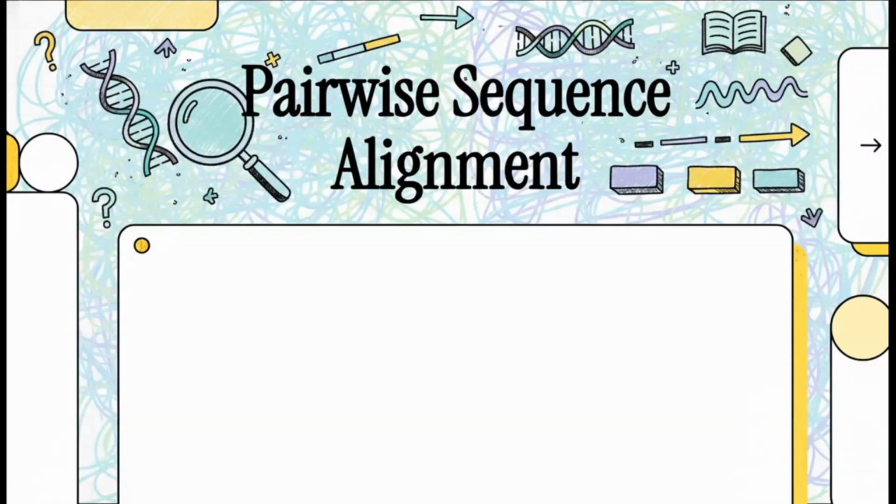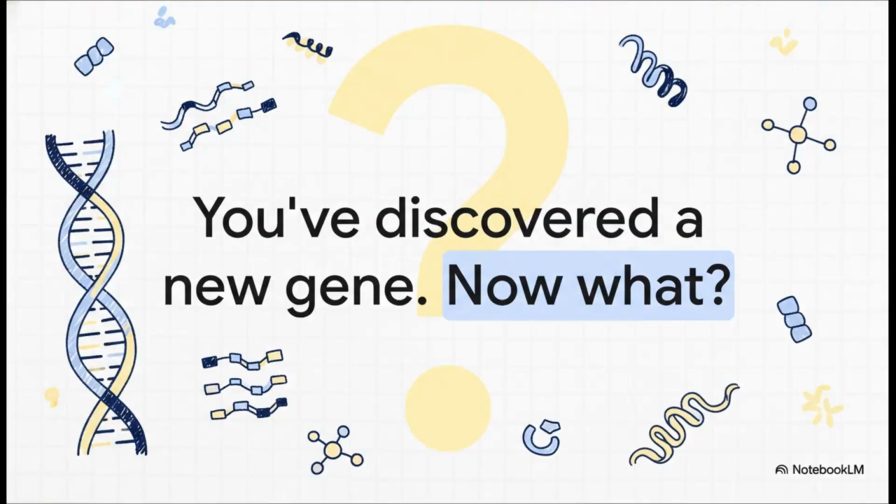All right, today we're putting on our detective hats and diving into the code of life itself. We're going to be looking at pairwise sequence alignment, which is really the fundamental tool scientists use to compare the DNA and protein sequences that write the story of, well, every living thing. So let's just jump right in.